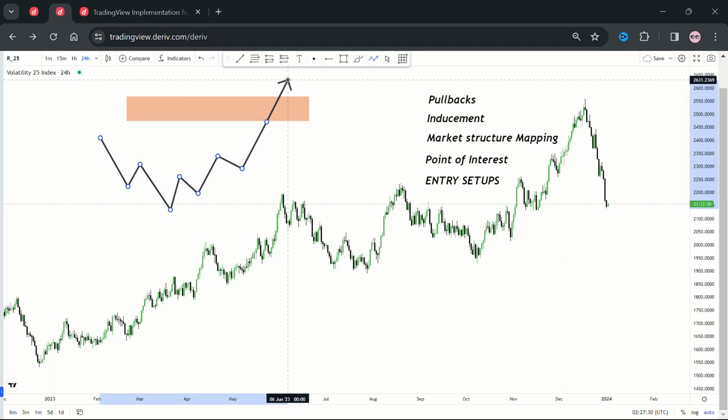Sometimes you feel like the market is running away from you and you can't see an entry setup. Let it run. You are not losing anything. Don't force any trades. So this is where entry setups come in.